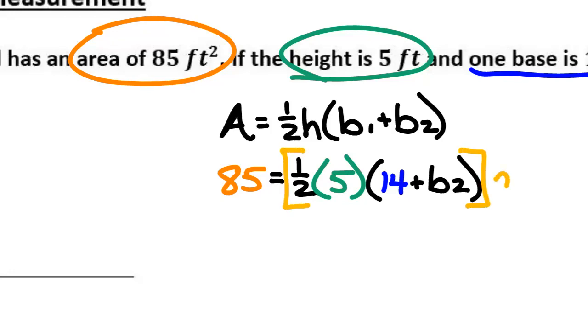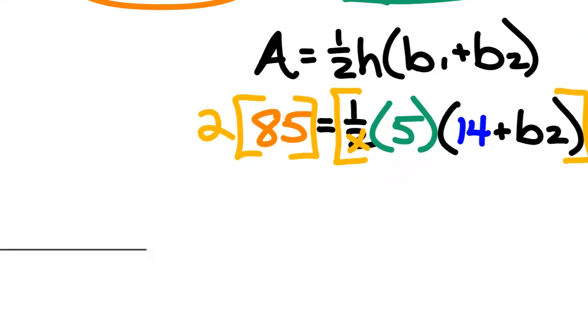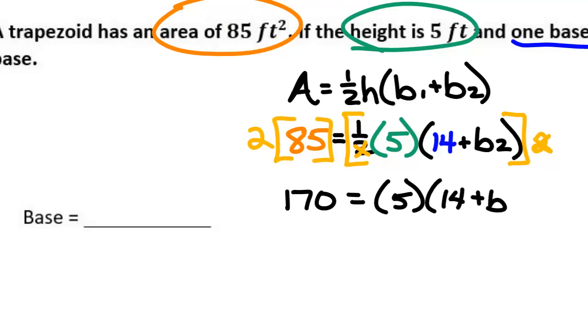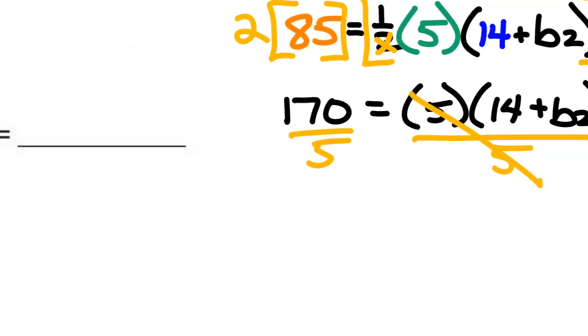Let's multiply both sides by 2 to get rid of that fraction. What is 2 times 85? 170 equals 5 times 14 plus base 2. We need to get rid of the 5 now. What operation is connecting the 5 to this other set of parentheses? And so how do we undo that? We're going to use division. Divide both sides by 5. That cancels the 5 on this side. What is 170 divided by 5?